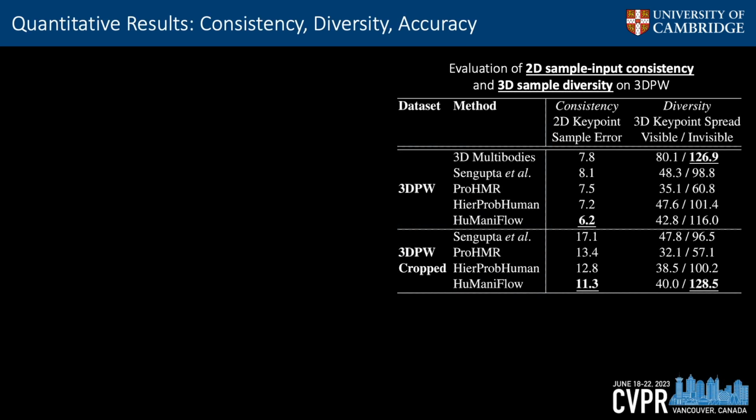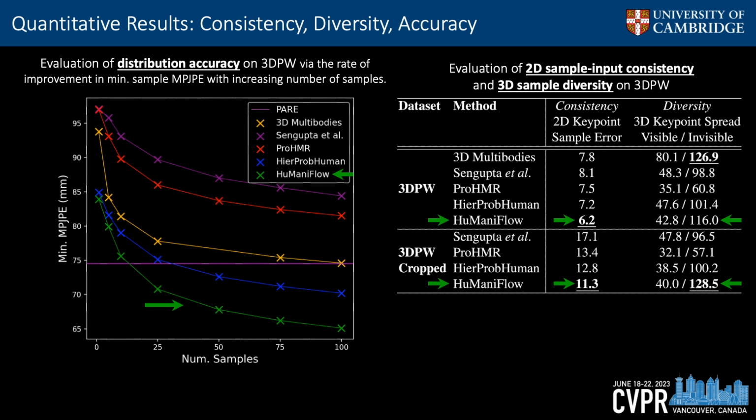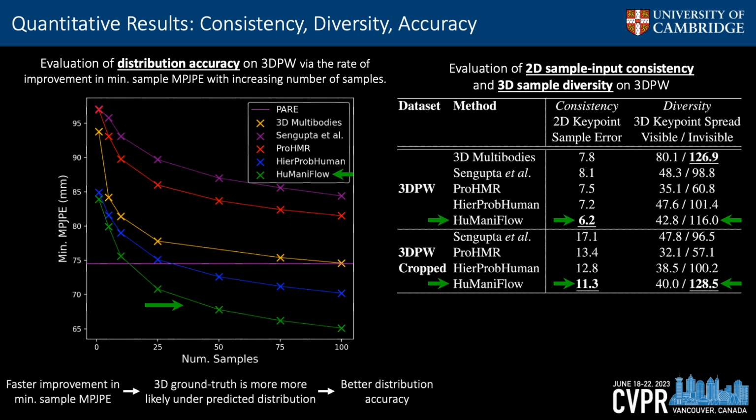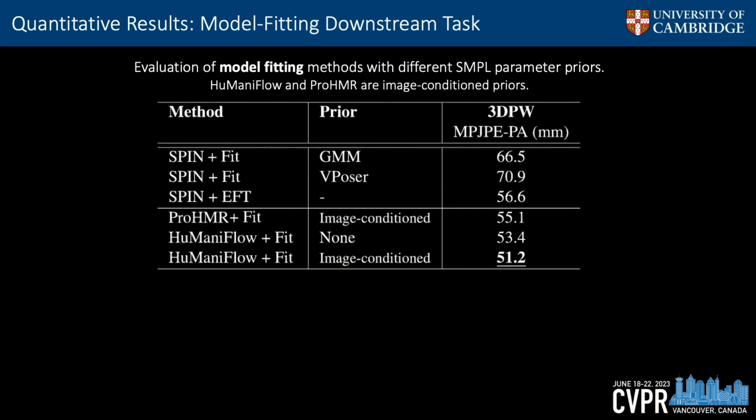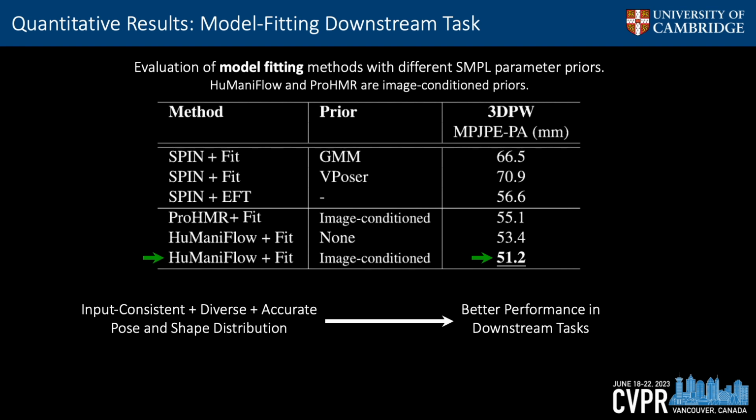Compared to other probabilistic methods, HuManiFlow yields samples with lower 2D reprojection error, while maintaining 3D diversity. It also results in better minimum sample MPJPE, and a faster rate of improvement with increasing number of samples, implying a more accurate distribution prediction. When used as an image-conditioned prior during model fitting, HuManiFlow improves 3D accuracy over other probabilistic methods, suggesting that consistent, diverse, and accurate distributions are better for downstream tasks.